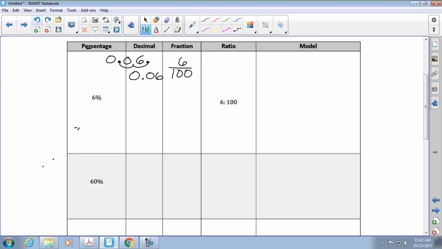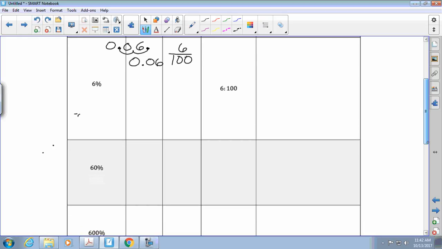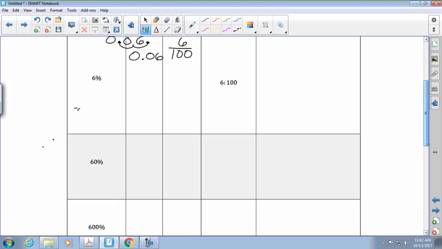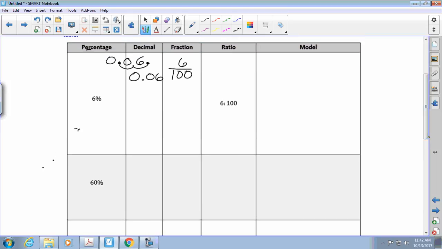Okay? So the ratio they already did for us, 6 out of 100. I'm going to skip the model for time's sake because we'd have to draw a 10 by 10 grid and fill in 6 of the boxes, right? 6%, not a very large percent out of 100. Let's look at 60% though. Oh, before we move on actually, now this is one example of a fraction that is worth 0.06.